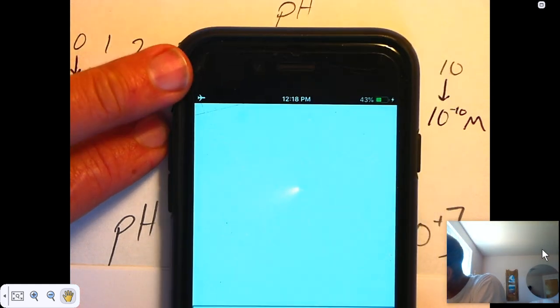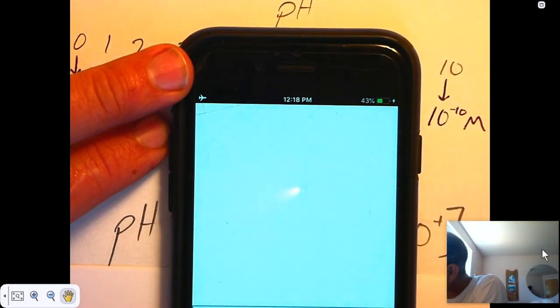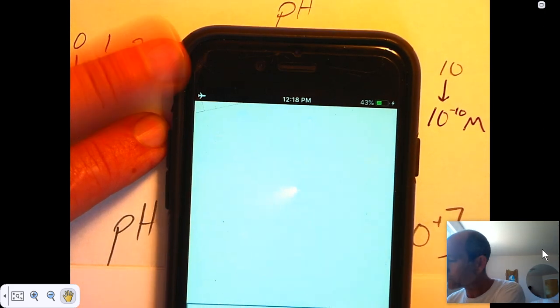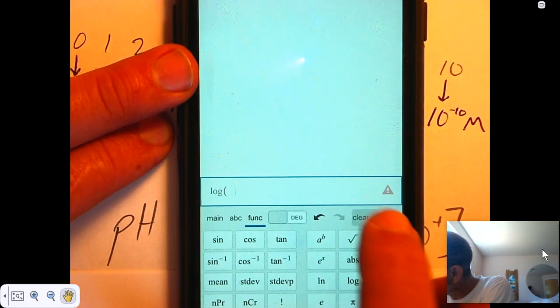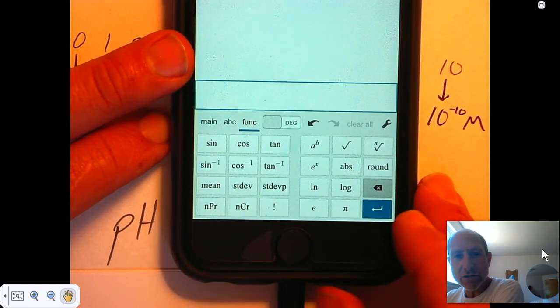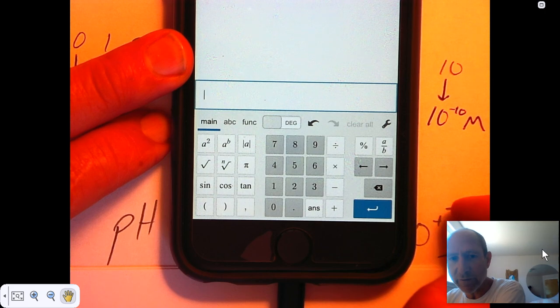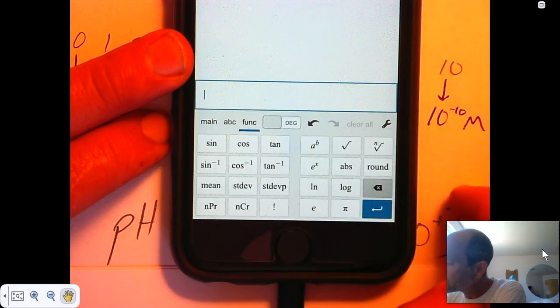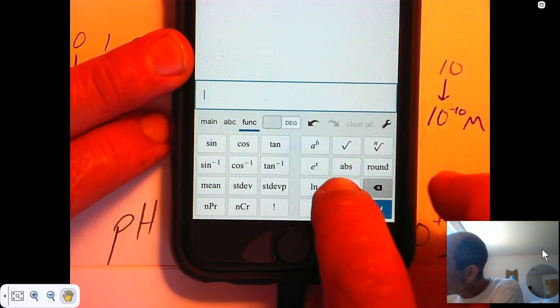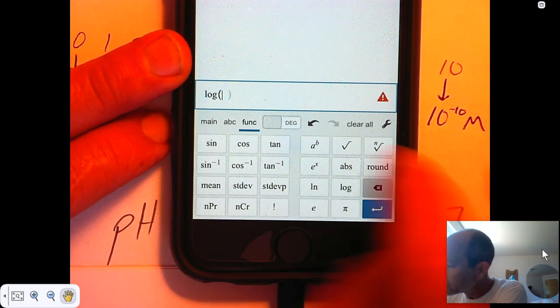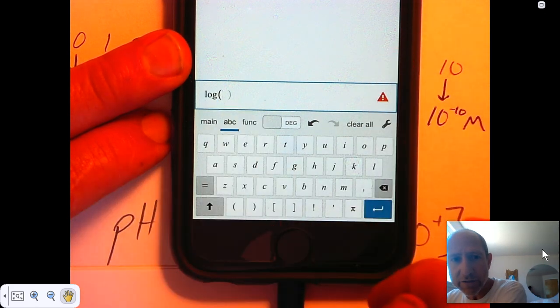So here's what we're going to do. We're actually going to go to function, and we're going to hit the log button. Oh, sorry, I'm going to start over. Clear all. So we're going to go to the function area right here. It starts with the main, but we don't want to be there. We want to be with the function right here. So we want the log, and it puts in some parentheses right there for us, which is nice.